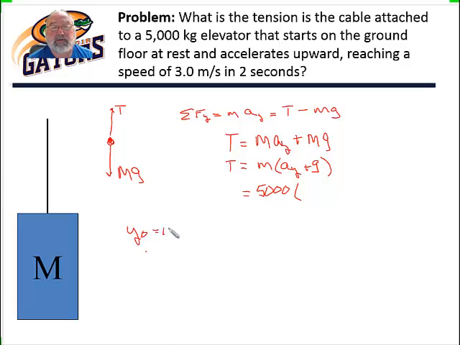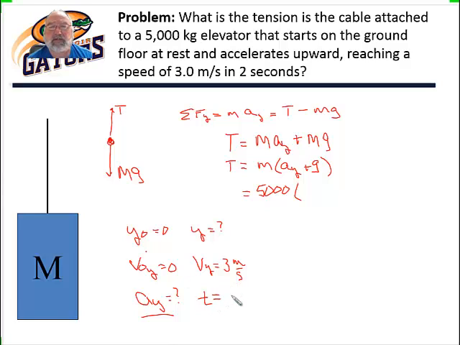y0 is equal to 0 meters. Y, we don't know or care. We don't care where it ends up. The initial velocity in the y direction starts on the ground floor at rest, so that's 0. And after a period of time, it reaches a speed of 3 meters per second in the upward direction. And we're looking for the acceleration. And the time that this speed change took was 2 seconds.